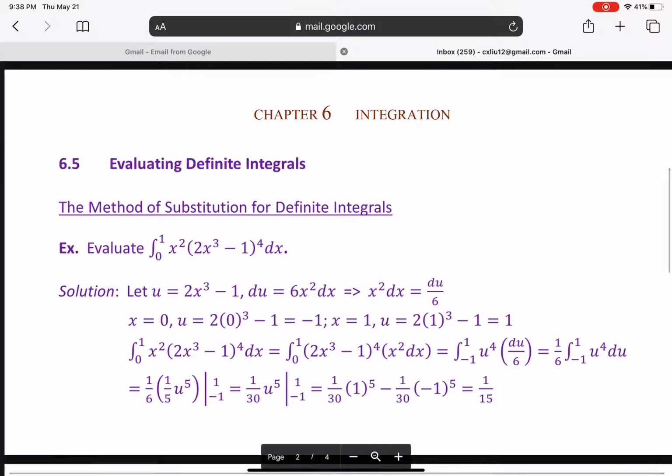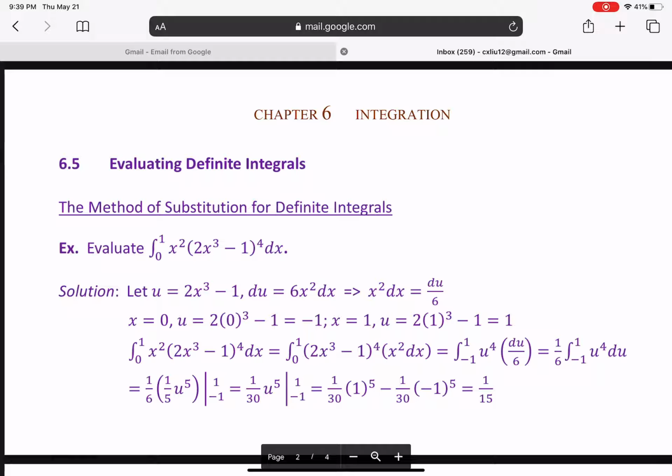We discussed the method of substitution for indefinite integrals before. You can always use this method for definite integrals. The only difference is that you need to change the lower and upper limits of integration when you carry out definite integrals for new variables. So let's do an example.